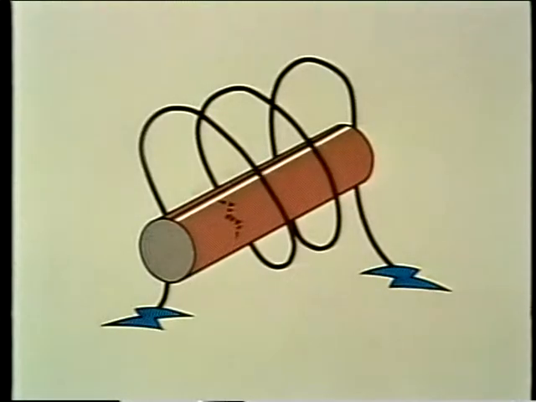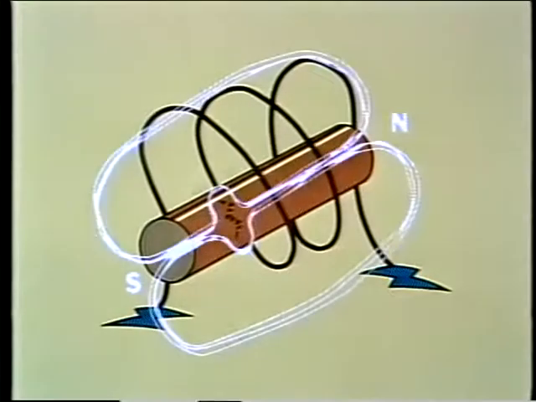We magnetize a piece of steel by making an electromagnet out of it. An electric coil is wrapped around it, and when electricity is passed through it, it becomes a magnet.